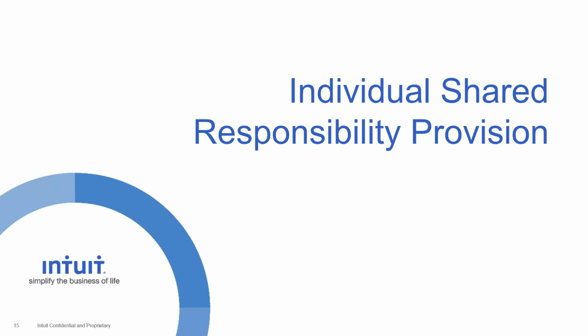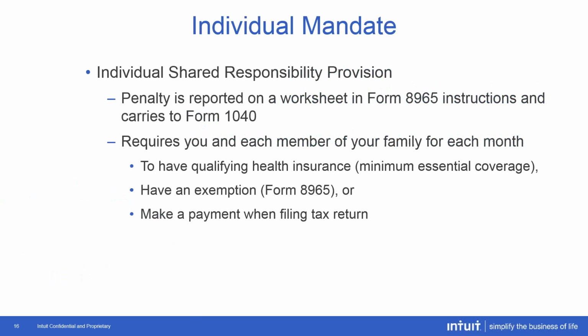Okay, now we're going to talk about the individual shared responsibility provision, or the individual mandate. The penalty is reported on a worksheet in the Form 8965 instructions, and it carries to the 1040. The provision requires that you and each member of your family for each month have qualifying health insurance or minimum essential coverage, have an exemption, or finally make a payment when filing a tax return. Good news, vast majority of taxpayers, that 65% figure, will have health coverage from one source or another and will only need to check a box on the return.